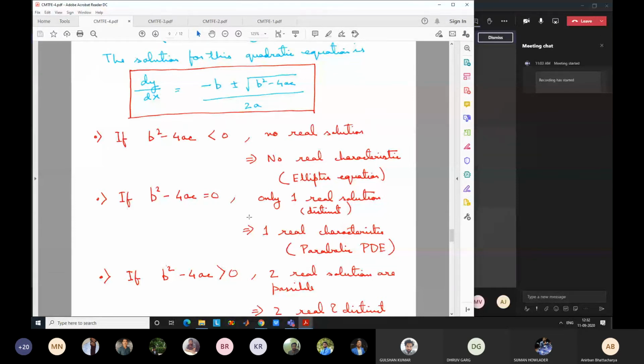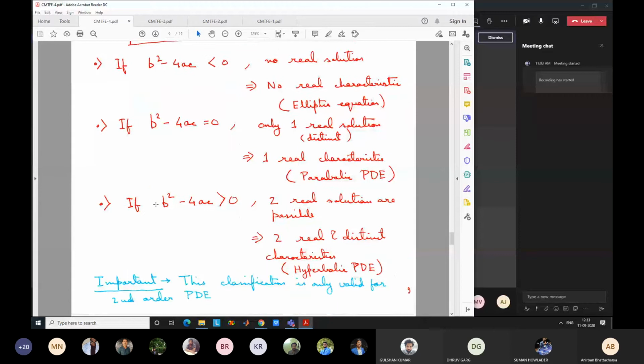For this type of case, only one solution exists, and we call this type of equation a parabolic PDE, and we say that only one real characteristic exists. One distinct form of solution exists for this dy/dx. These are for two-dimensional second order PDEs. Very important to remember, you cannot generalize to higher order PDEs.